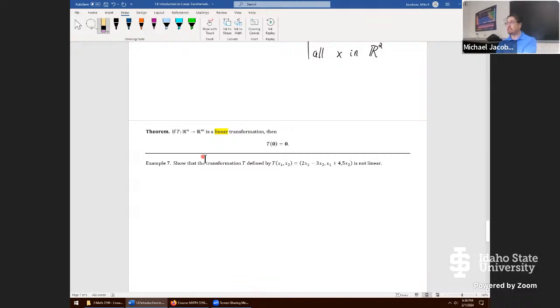So example 7, this is the last one that's similar to the homework. They ask us, show that the transformation T, defined in this way, so we have our sideways notation, kind of jarring, is not linear. Really all you have to do, if you decide to keep this notation, is take T of the 0 vector.